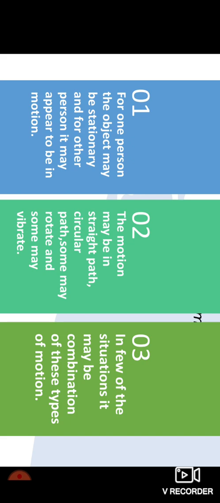This motion may be in a straight path, it may be in a circular path, or sometimes it may be rotational motion, or sometimes it may vibrate. In few of the situations, it may be the combination of all this. But in this chapter, we will study the motion of an object along a straight line. We also learn to express such motions through simple equations and their graphical representation. And we also study the describing of circular motion.